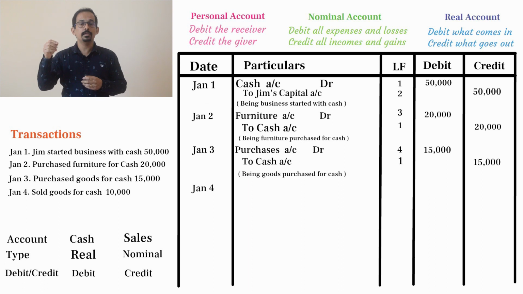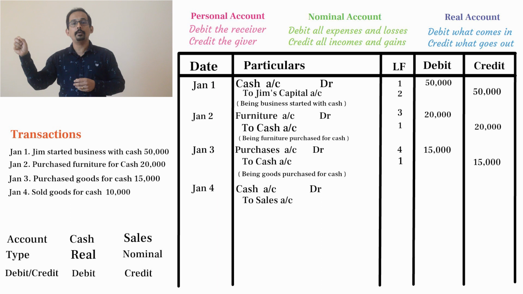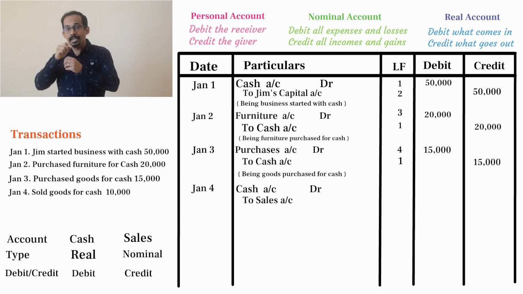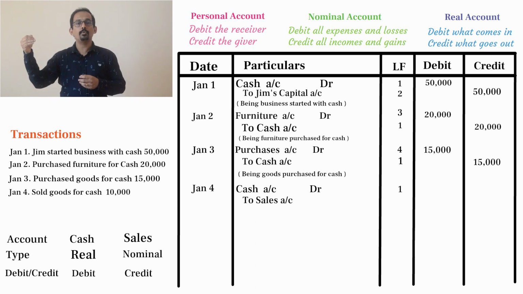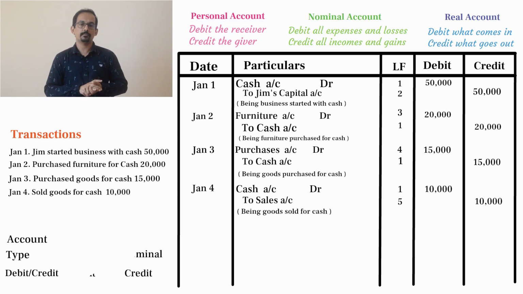Now in the date column, January 4, particulars column, cash account debit to sales, being goods sold for cash 10,000. And in the debit amount column, you will have to mention the cash that you have received, which is 10,000. And in the credit amount column, the value of the sales, which is 10,000.